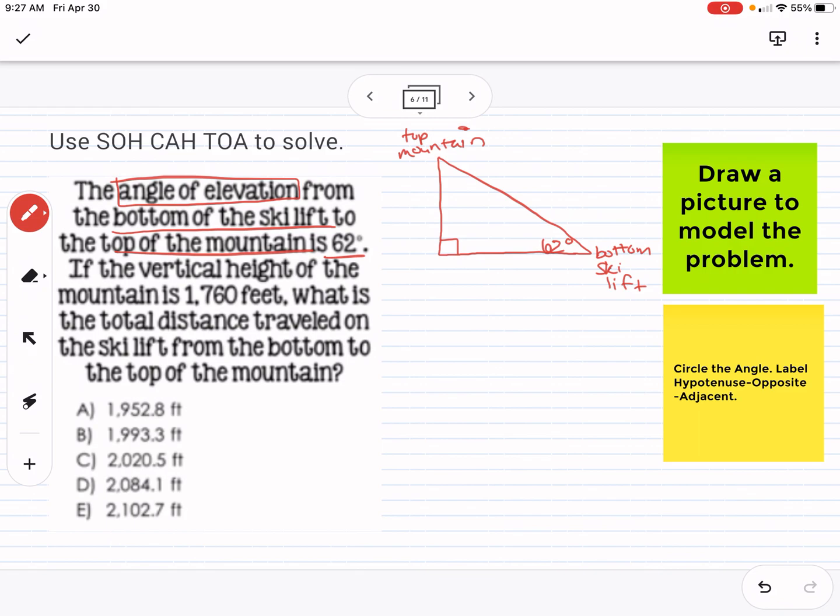Here it says the vertical height of the mountain is 1760 feet. Vertical means up and down. And they want to know what is the total distance traveled on the ski lift from the bottom to the top. So we're going from the bottom to the top. So this side, since we don't know it, would be our x.